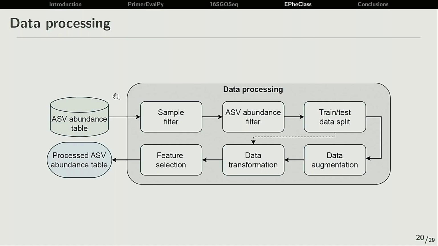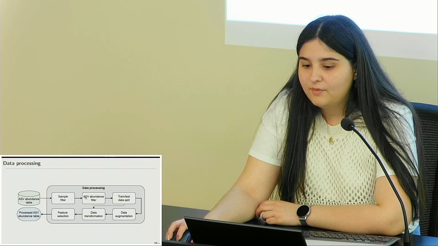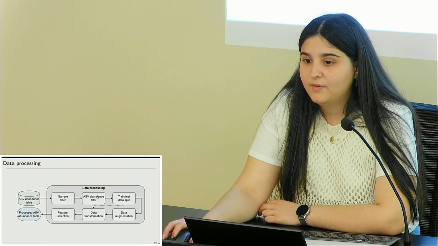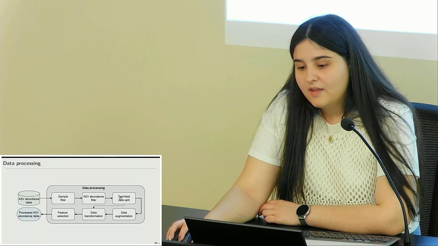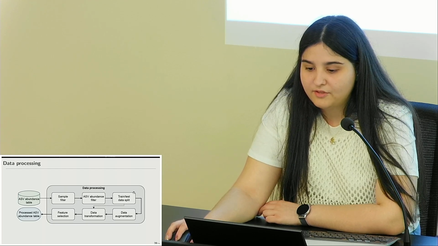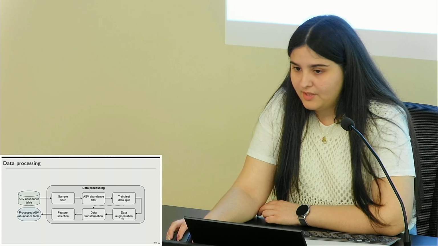The first module of this pipeline is the data processing module, where we first filter the abundance table by removing the samples that have a total number of counts really low, and we also remove from the table the ASVs that are less significant, those with fewer counts overall. Then we can proceed to split the data into 70% for training and 30% for testing. And optionally, we move on to a data augmentation step.